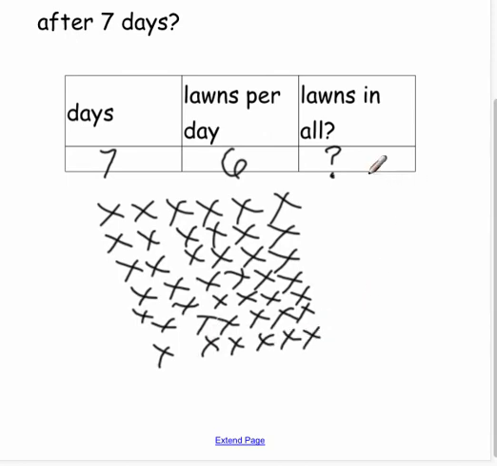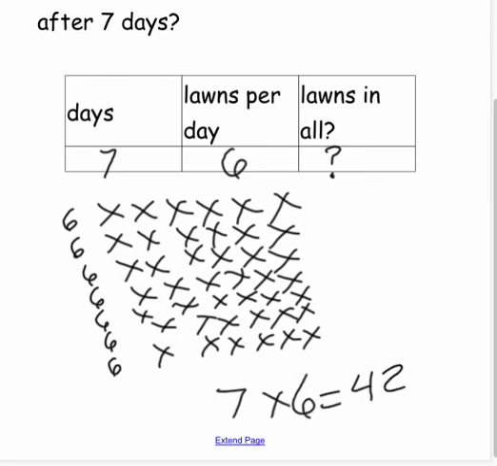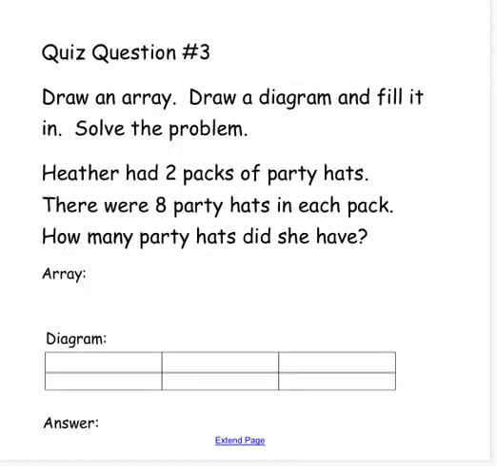So to figure out the answer to the question, I just want to look at my total number of X's. There are seven rows with 6 X's in each row. I'm just going to write them off to the side. I'm going to write my number model. 7 times 6 will give me an answer of 42. I need to label the unit. This is 42 what? We're looking at 42 lawns. And that's the answer to my question.